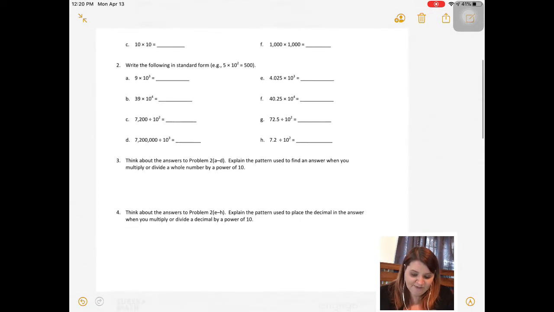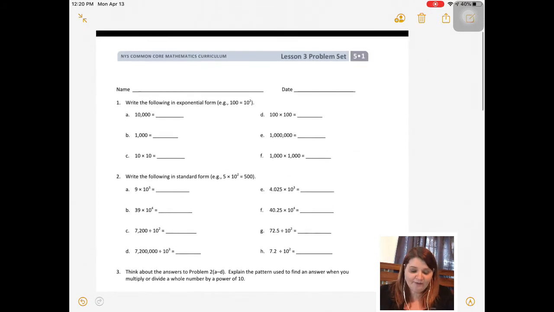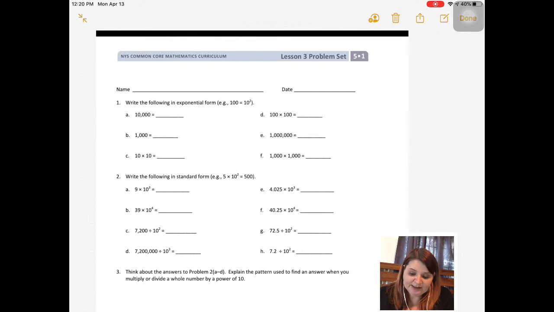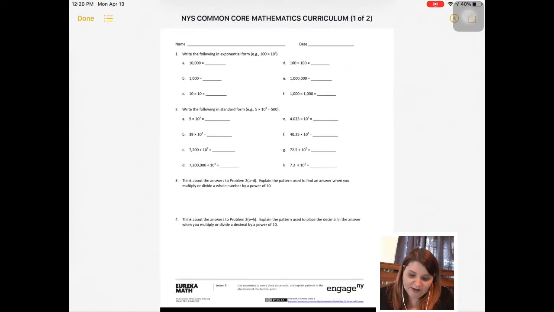This is page 56 of the packet, and it is doing writing powers of tens as exponents. So let's take a look at a couple of these problems here. If you look at an exponent, what you're going to want to look at is the number of zeros in the number.